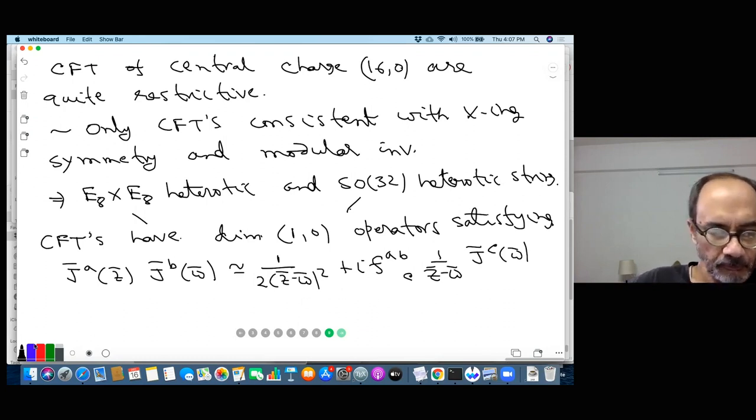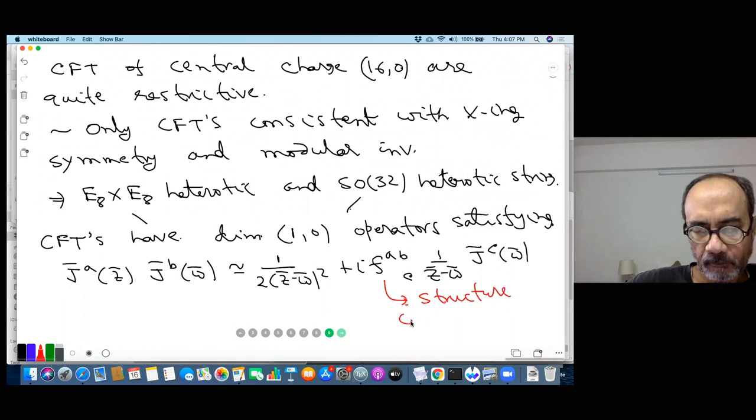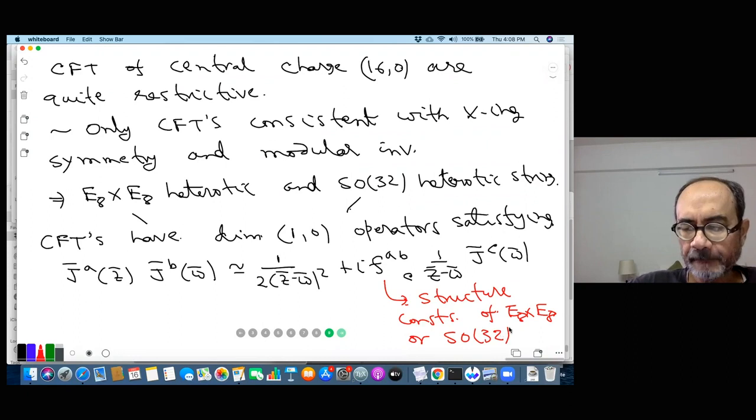Where these are the structure constants of either E8 cross E8 or SO32. Both of these have 496 generators. So the number of J bars are the same. But their operator expansion differs, in the sense that these f^ABC are different for E8 cross E8 and SO32. Now, what this means is the following. Given the existence of such operators, we can construct physical vertex operators, like the physical string states as follows. Let me write it.